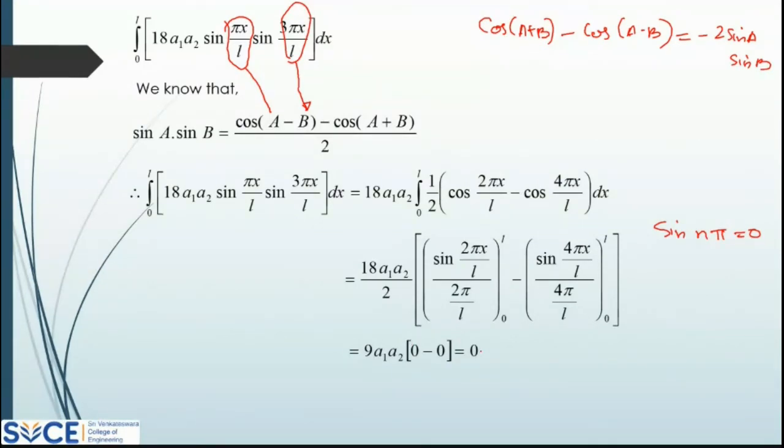So now I can conclude what my strain energy equation is. My strain energy equation is EI pi power 4 divided by 4 L cube, times A1 square plus 81 A2 square. So this is my overall strain energy equation. Okay, this part is over. Let us go for work done.